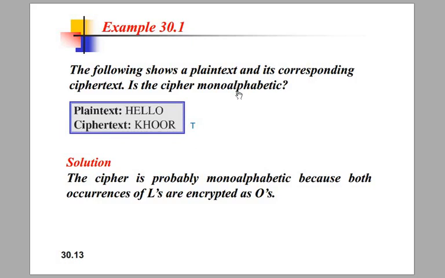So this is monoalphabetic, yes, because here you can see that whenever we have an L in plain text, we are always replacing it by another alphabet, which remains the same. What I mean by that is, whenever we have L, we are always replacing it by O. So L, O, L, O, and so on. That means there is a complete mapping that has been done with the alphabets individually. Alright, so it is monoalphabetic.